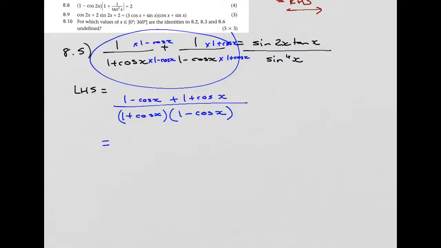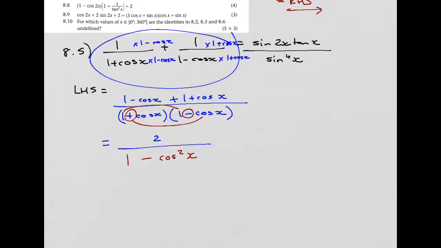Right, so at the top we're just going to get 2 because 1 plus 1, and then the cos's cancel each other out. And at the bottom we're going to have to do some foiling. But remember, because 1 is a plus and 1 is a minus of the same thing, the middle term goes away. So you actually only have to focus on 1 times 1 is 1, and then positive cos times negative cos is negative cos squared x.